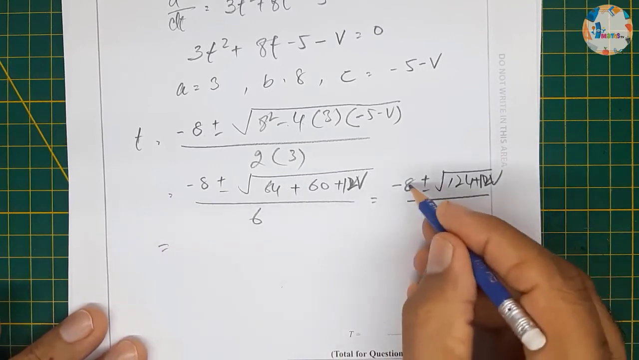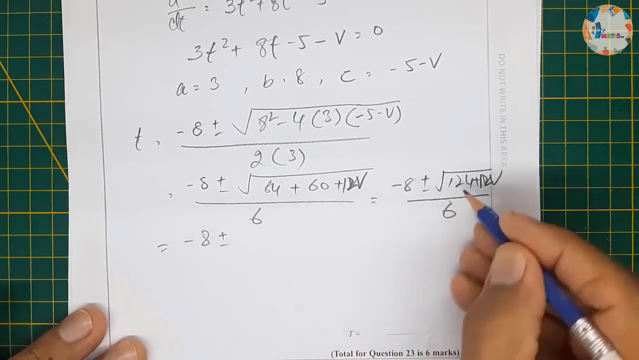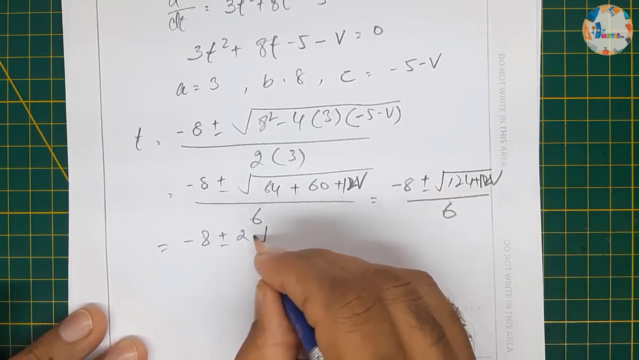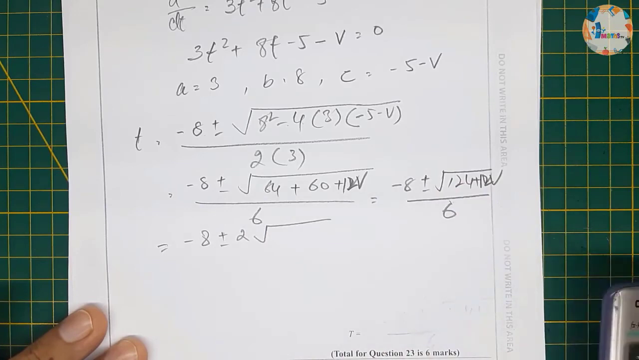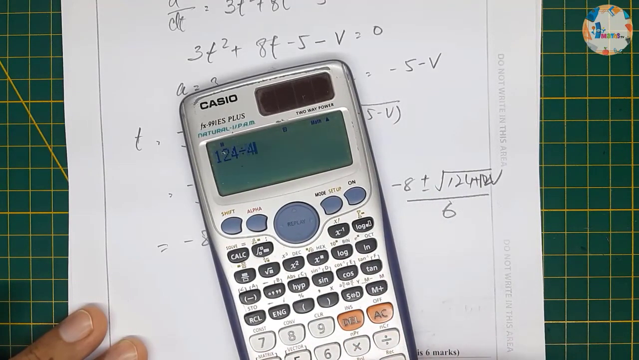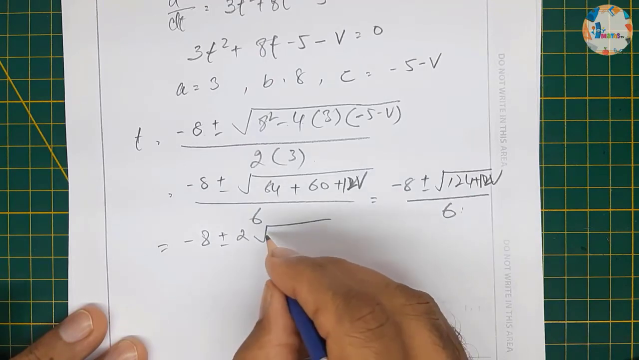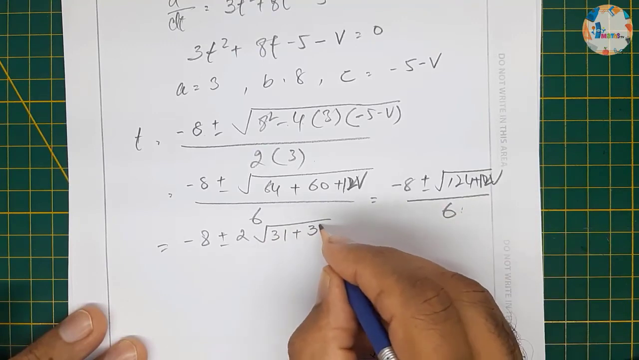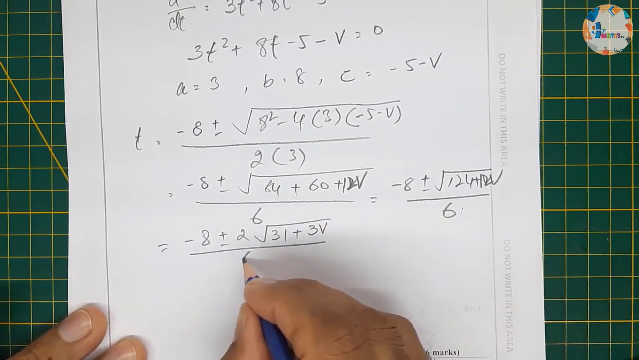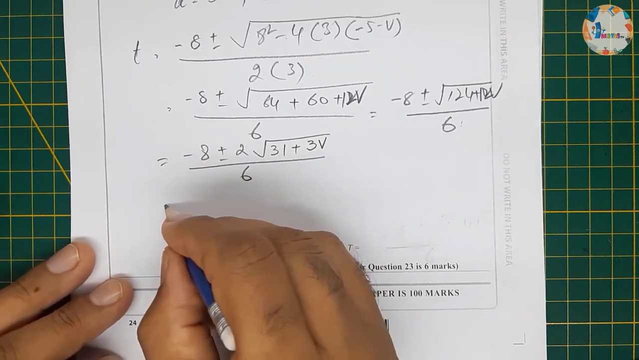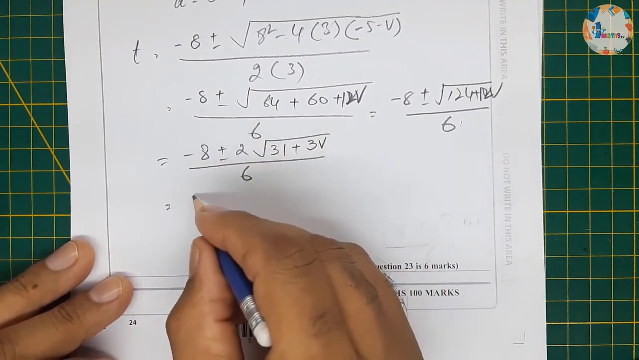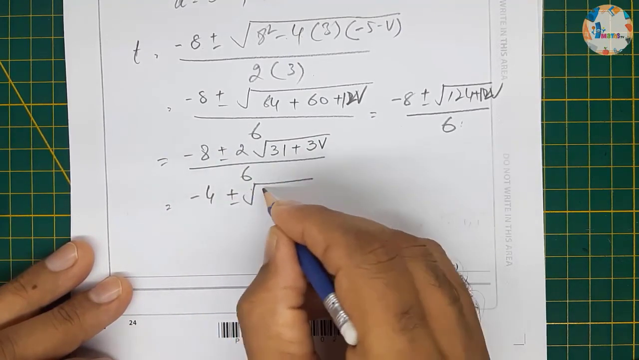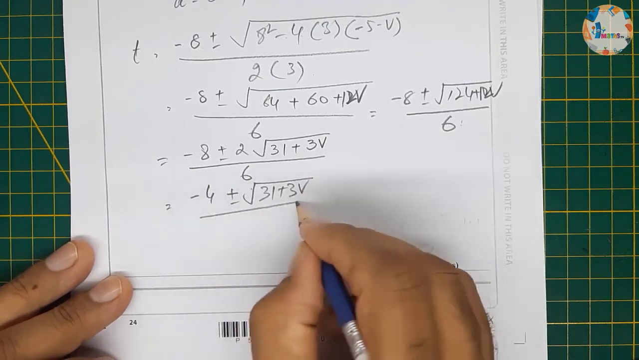Now we can write -8 plus or minus 4. We will take common from here. So outside will be 2 under root. This will be 124. 124 divided by 4 will be equal to 31. So this will be 31 plus 3, 12 divided by 4 will be 3. So 3v and divided by 6. Now we can cancel this. So we can take 2 common and cancel. So minus 4 plus or minus the square root of 31 plus 3v over 3.